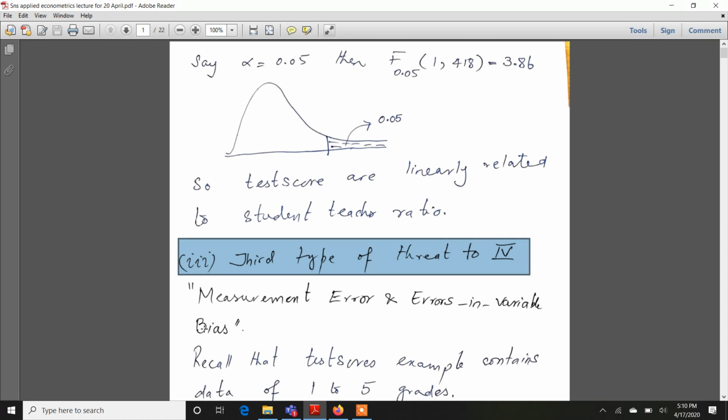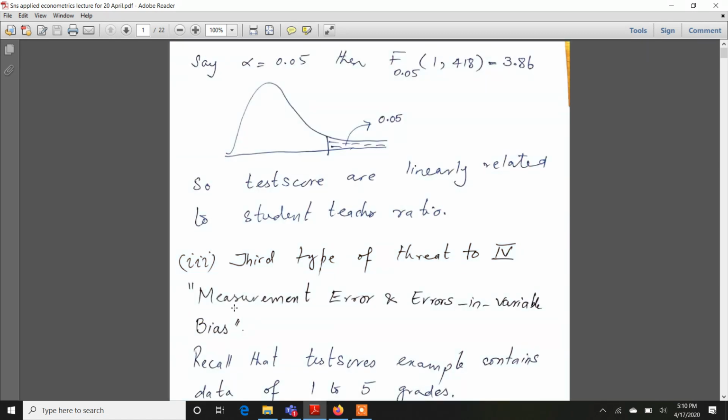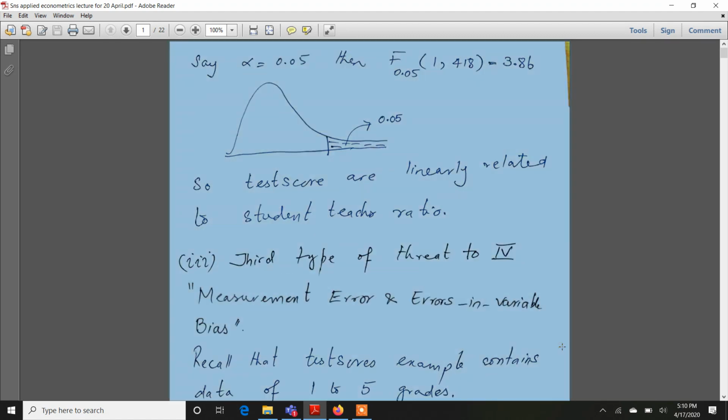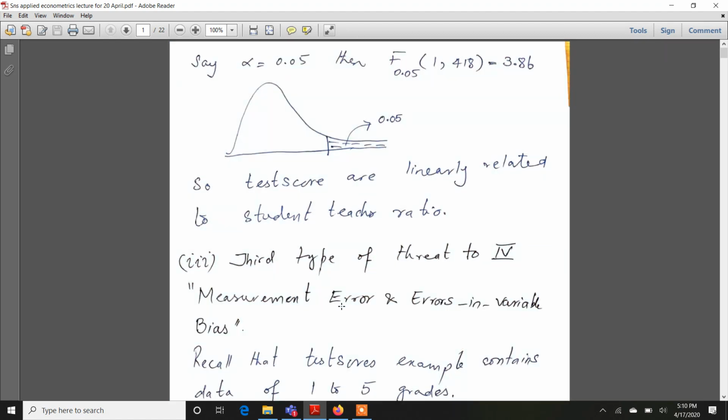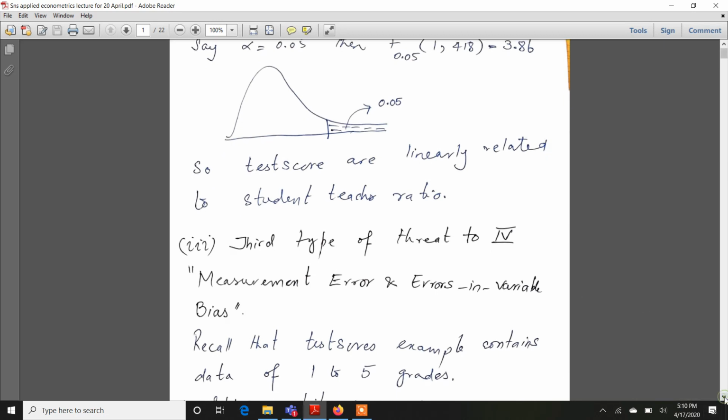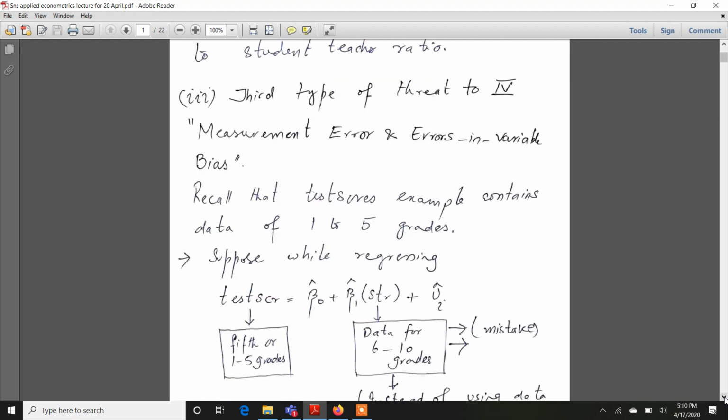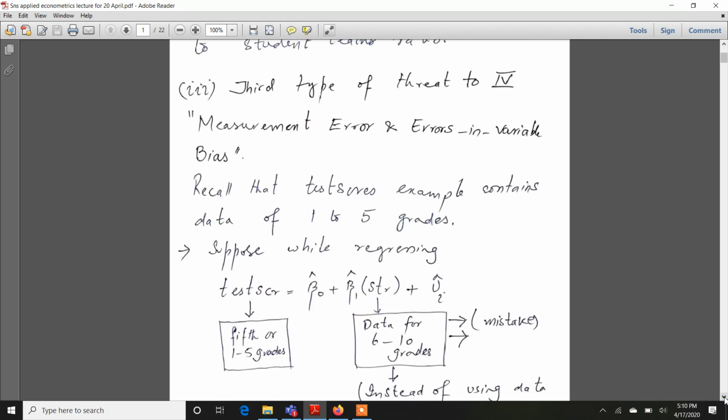So the third type of error that can influence the efficiency of a regression model, or that can be a peril or a threat to internal validity, is measurement error and errors in variable bias, right? Okay, so what is measurement error and errors in variable bias?